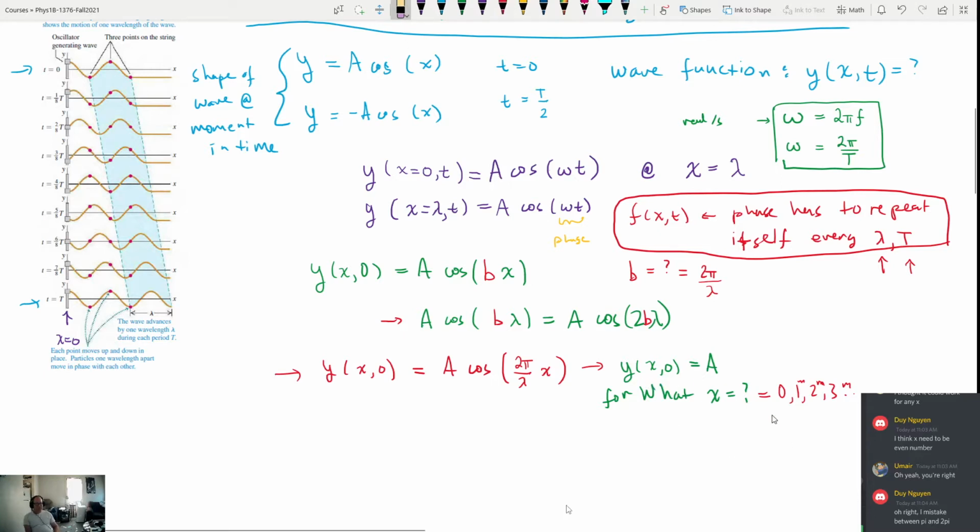For what values of x is y of x and 0 equal to a? Now, instead of being 0, 1, 2, 3, think about it for yourself for a second. What values of x will make this equal to a? If I put 2 pi divided by lambda times x, now what values of x will work? Obviously x equal to 0. That's still going to work, right? Because I put x equal to 0 in here.